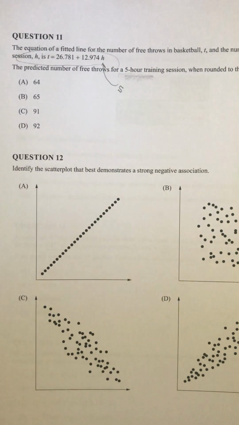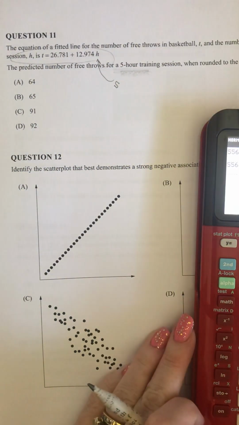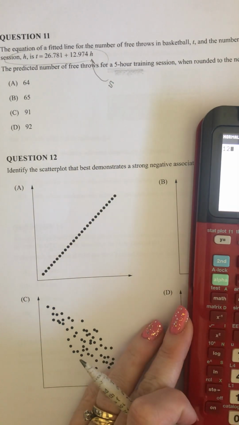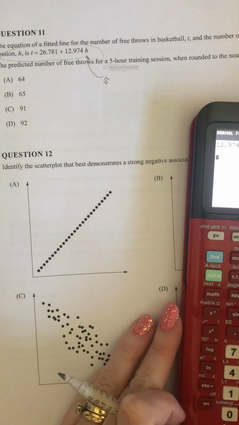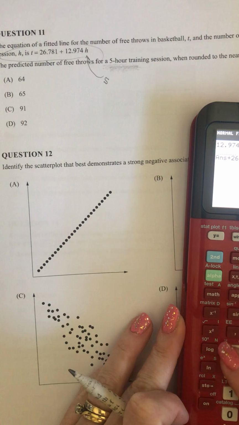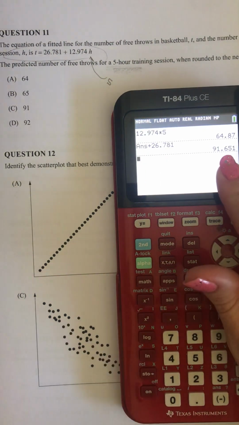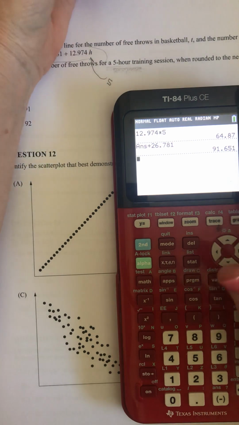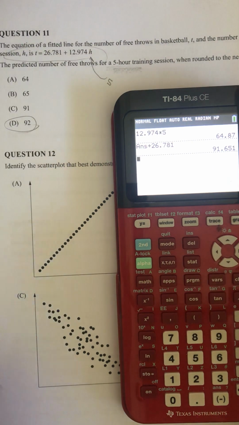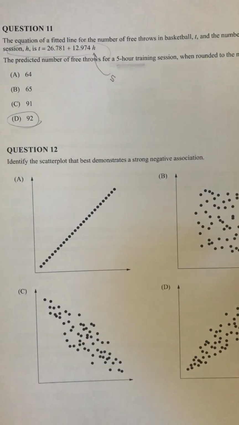When we do that, I'll grab my calculator. We have 12.974. We are multiplying that by the 5, and then we're adding that to the 26.781. So we get 91.651, but we've been asked to round to the nearest whole number, so that means we're rounding it to 92, which is D.